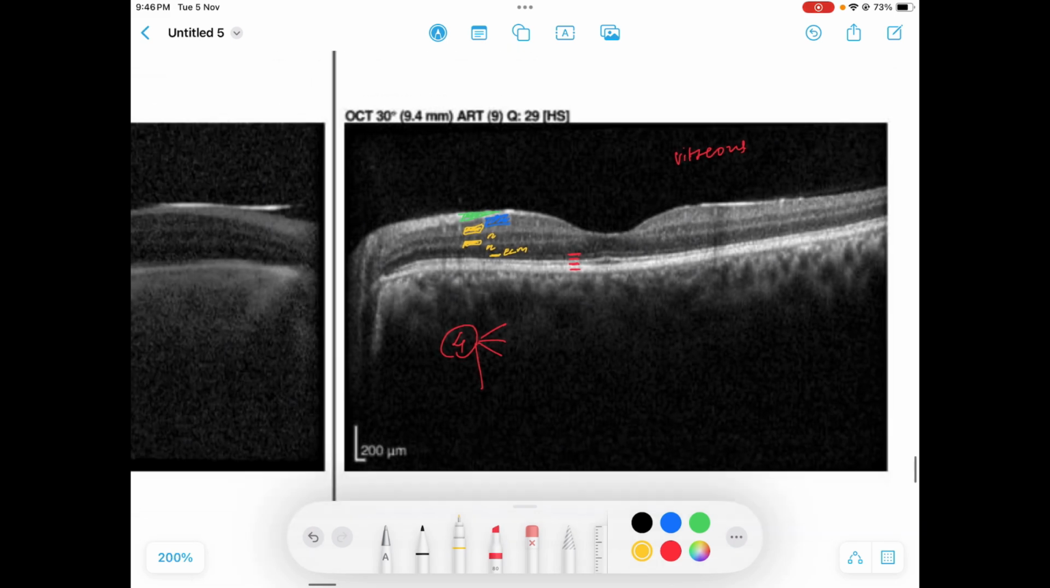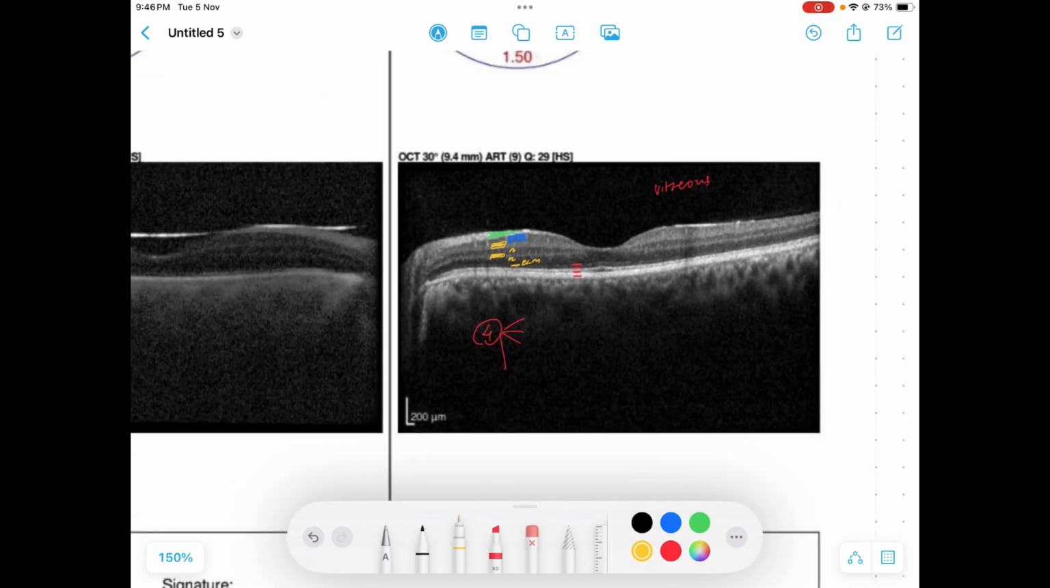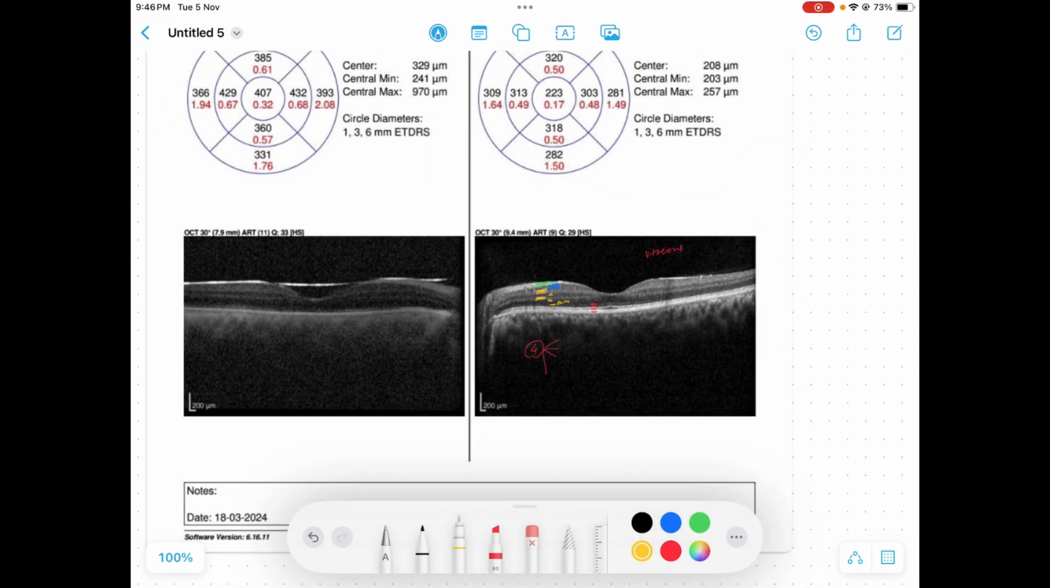So with this we complete the very basics of the OCT macula.